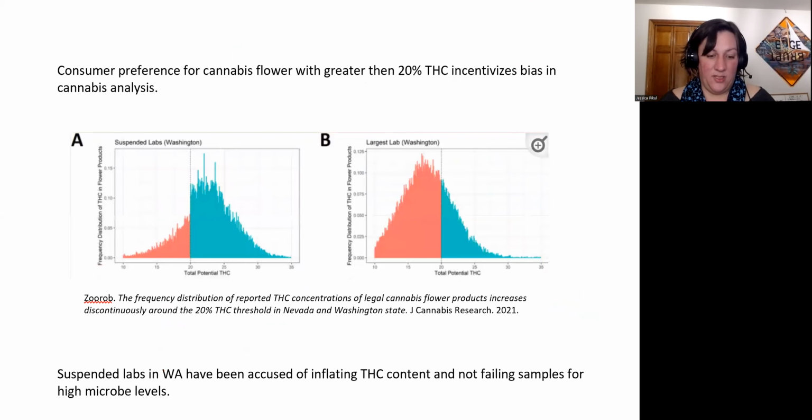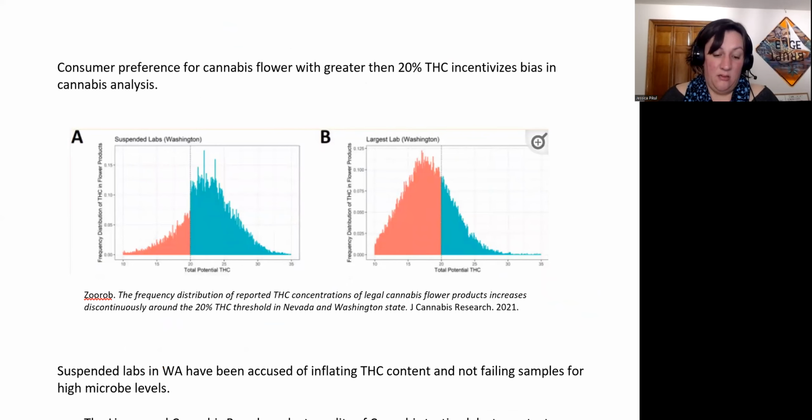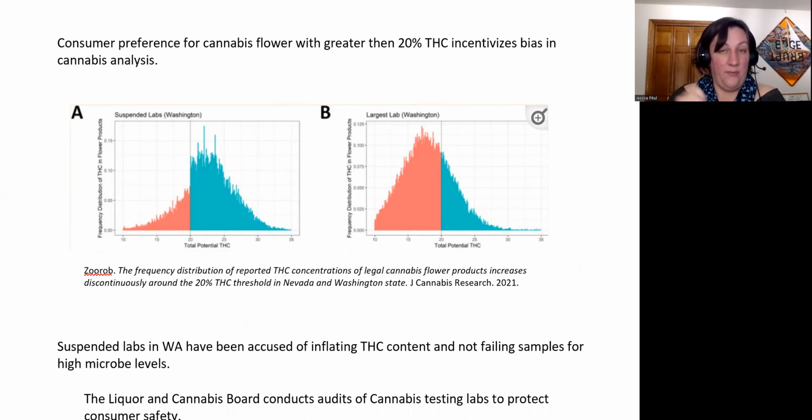I'm going to show you something interesting. So the Washington Liquor and Cannabis Control Board audits labs that are testing cannabis for potency and to make sure it's safe for consumers, that it meets the regulations set forth by state law. And interestingly enough, consumer preference for cannabis flower with greater than 20% THC level has really incentivized bias within the analysis process or industry for cannabis.